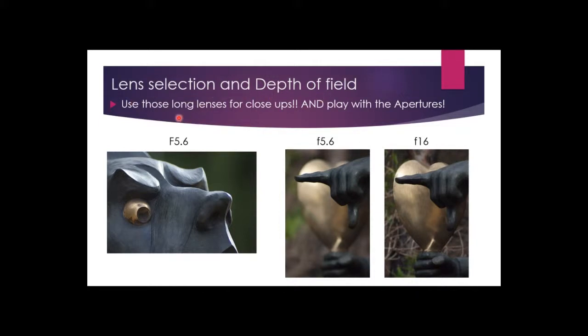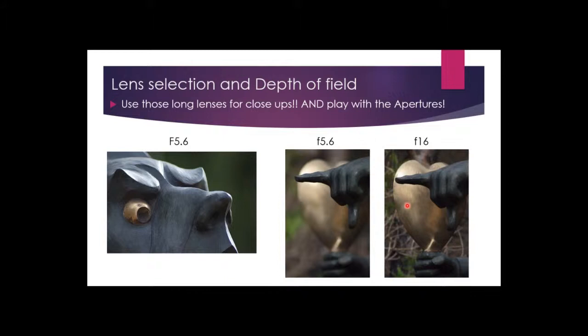Some people think long lenses are just for sports and wildlife. Not so. You can use them for close-ups and depth of field as well. So here I'm close up on the statue, and the background is so blurry you can't even see what's going on. Over here it's in focus, blurry in the background, but just by changing that aperture over here, you can see that now the hand's in focus and this is coming into focus in the background as well.